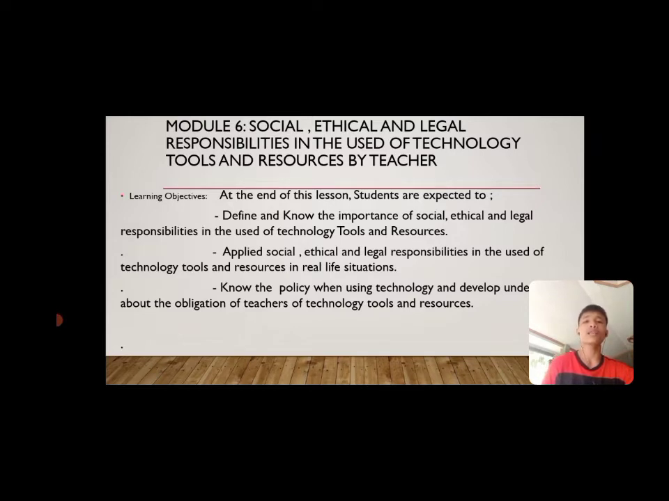So, learning objectives of this topic. At the end of this lesson, students are expected to define and know the importance of social, ethical, and legal responsibilities in the use of technology tools and resources. The second is to apply social, ethical, and legal responsibilities in the use of technology tools and resources in real-life situations. And lastly, know the policy when using technology and develop understanding about the obligation of teachers in the use of technology tools and resources.